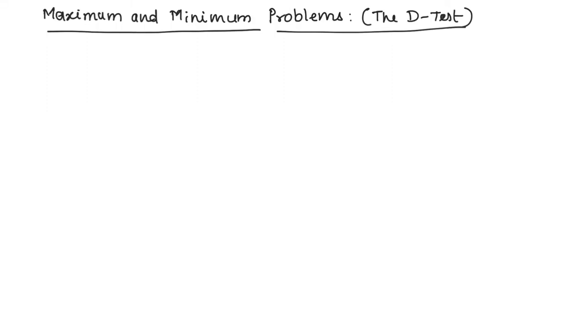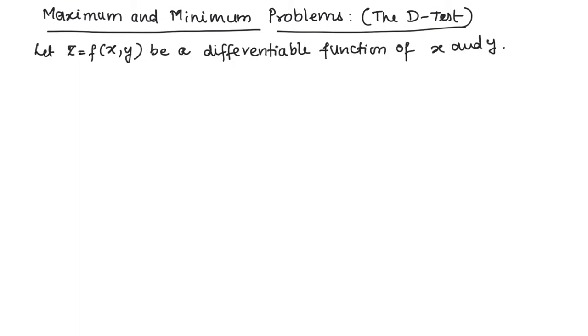In this lecture, I am going to explain how to find the maximum and minimum of a function of two variables using the D-test. Let's say this function has a relative extrema at (a, b). We can find that by setting the first partial derivatives equal to 0 and solving. So at the point (a, b), the first partial derivative with respect to x equals 0, and with respect to y is also equal to 0. So this (a, b) is known as the critical point.